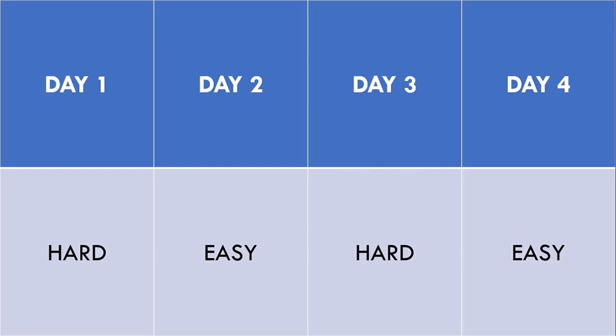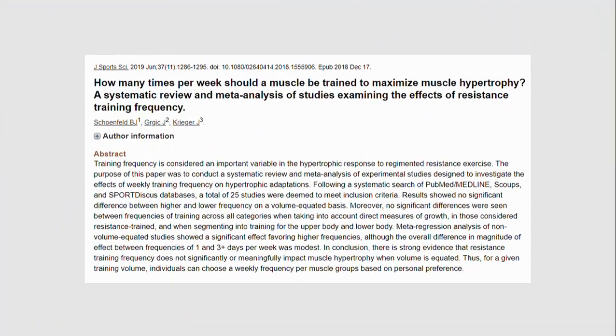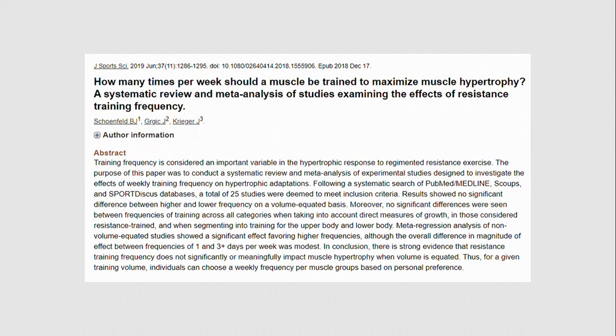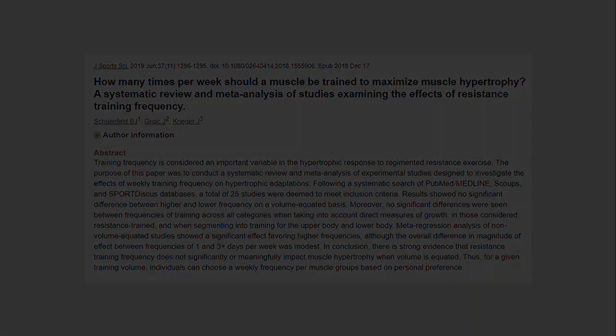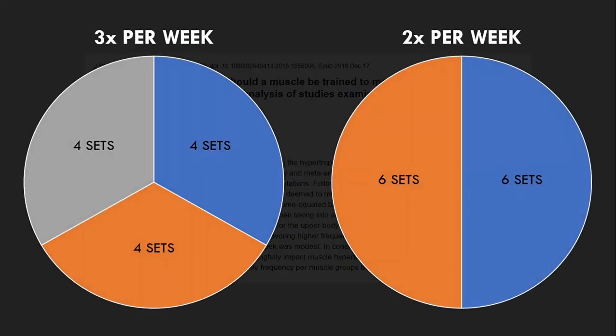For hypertrophy training, the frequency chosen doesn't matter to any significant degree, so long as the volume is matched. This meta-analysis showed that when volume was equated, training a muscle group 1 to 3 times per week made no difference to hypertrophy outcomes. So although the frequency itself doesn't matter, higher frequencies are a good way to increase training volume. A trainee may choose to increase their training frequency as a method of doing more sets for a certain muscle group.